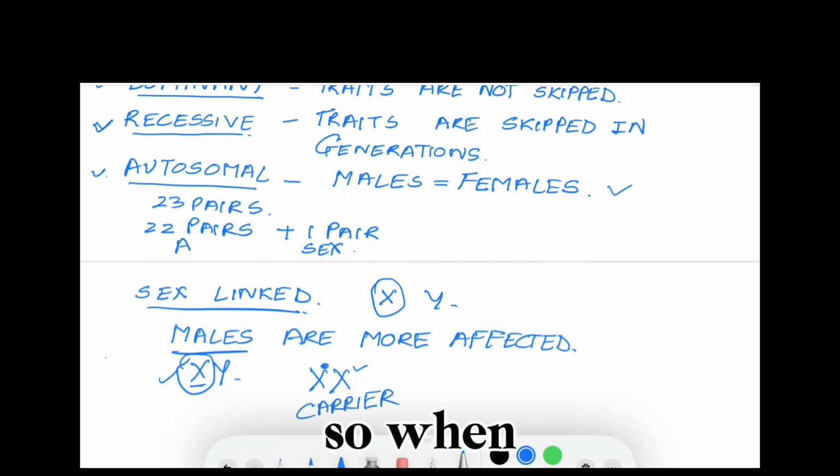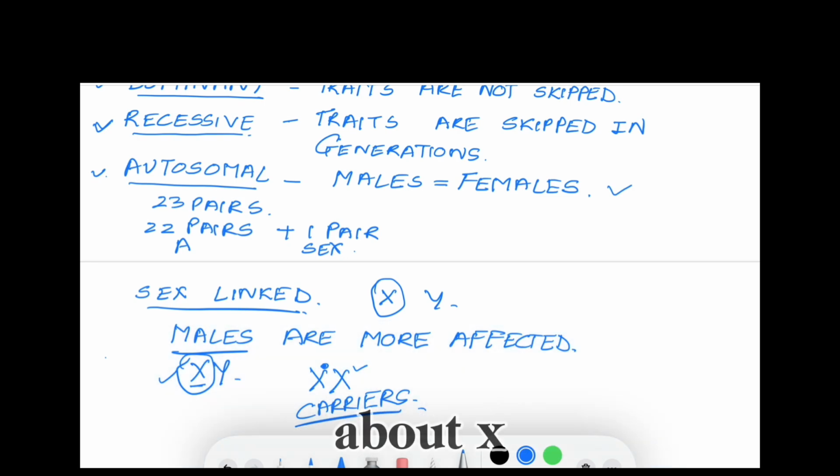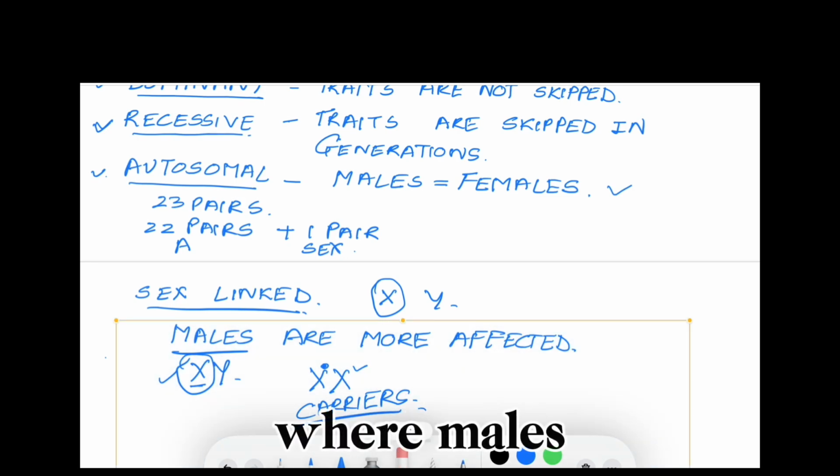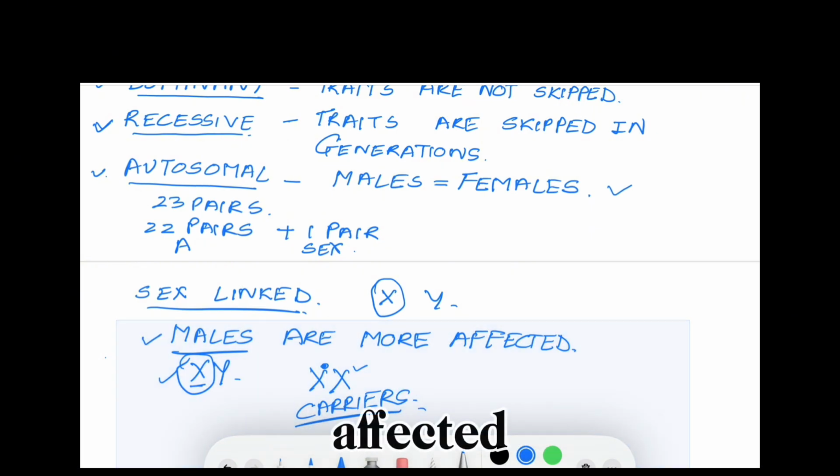So when we are talking about sex linked disorders, we are mainly talking about X-linked disorders where males are affected more. So if we are looking at a chart and we find that the males are more affected, then we can say for sure that this is a sex-linked trait.